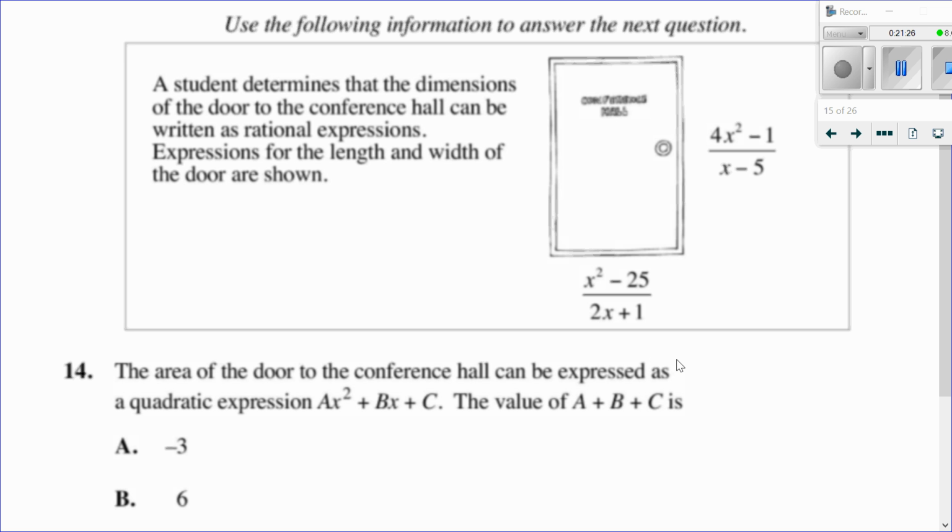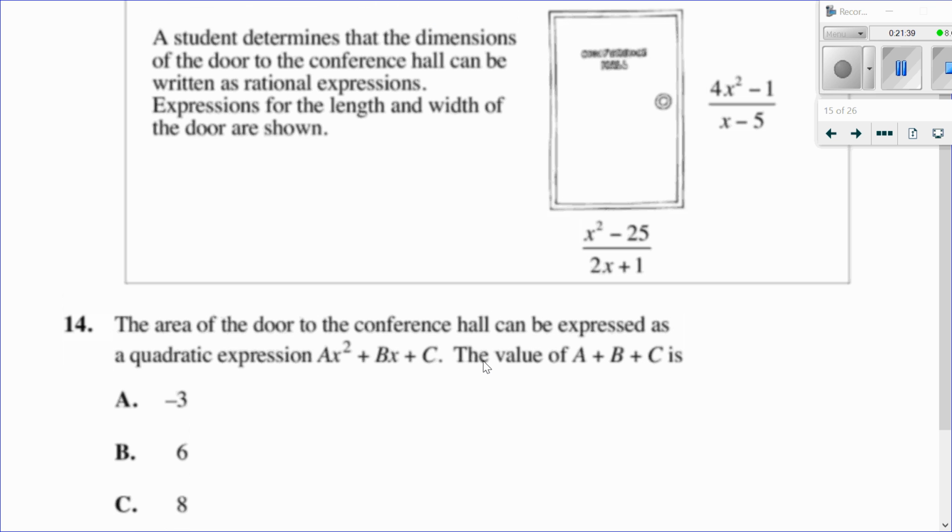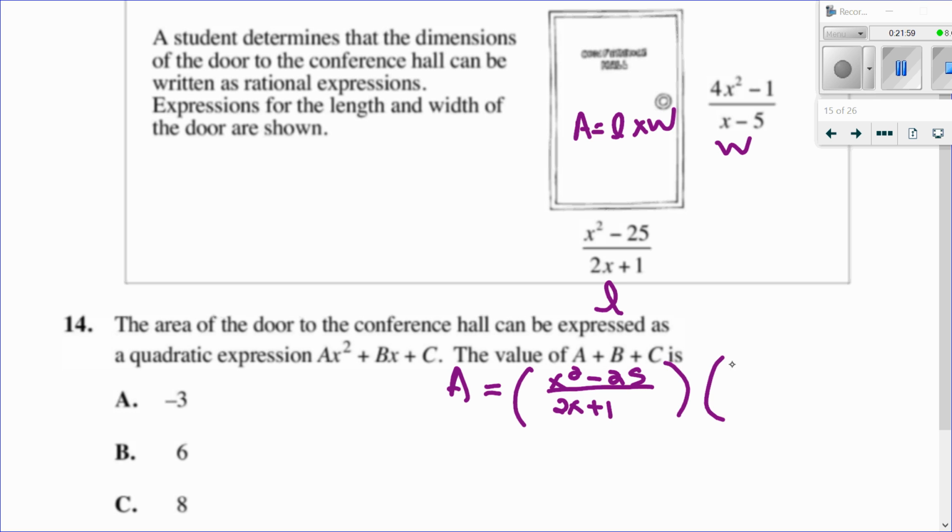Okay, number 14. A student determines the dimensions of the door of a conference hall can be written as rational expressions. Expressions for length and width of the door are shown. And we want to write the area of the door as a quadratic. Okay, well, area is equal to length times width. So I'll call this my length and this my width, although it doesn't really matter because we're just multiplying. So I'm multiplying x squared minus 25 over 2x plus 1 multiplied by 4x squared minus 1 over x minus 5.